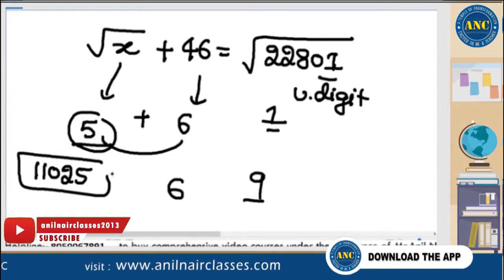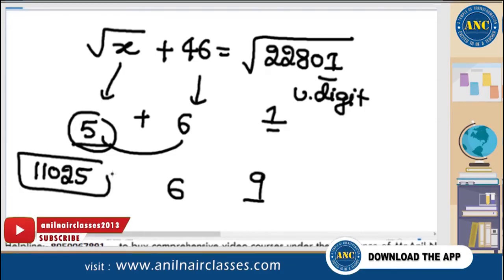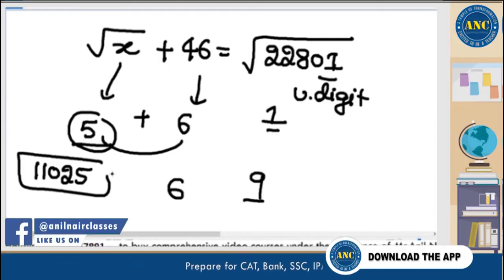It is 11025. I hope it is clear. Model 1, Model 2, Model 3. Again I will tell you, the heroes of today's class are not the problems. We will take a problem and discuss multiple concepts through problems. 5 plus 6 is 11, 5 square is 25.